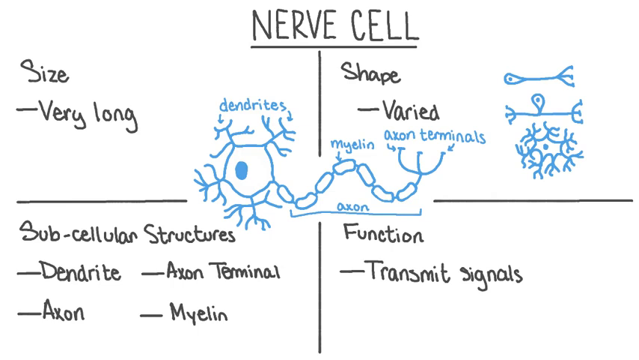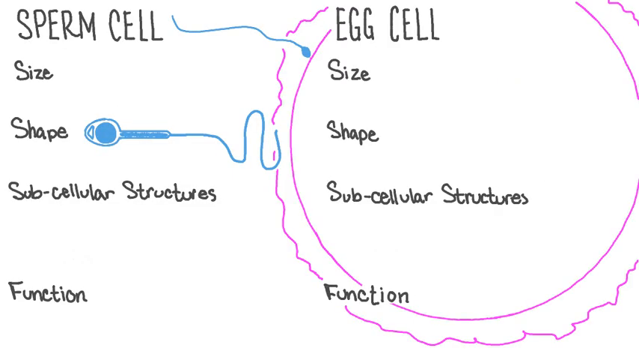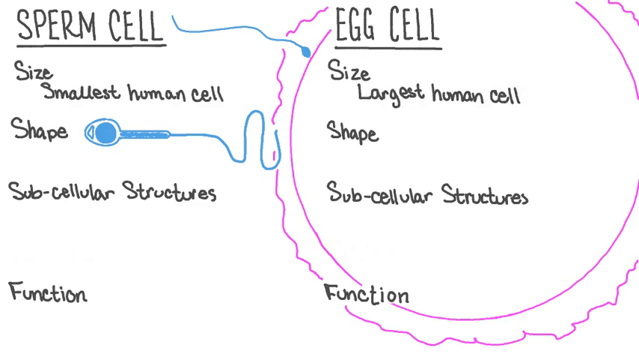The last two specialized cells that we'll take a closer look at are our reproductive cells. The male human reproductive cell is called a sperm, and the female reproductive cell is called an egg cell or an ovum. Interestingly, the sperm cell is the smallest cell in the human body, and the egg cell is the largest. This smaller sperm cell is drawn to give us an idea of the relative size of these cells.